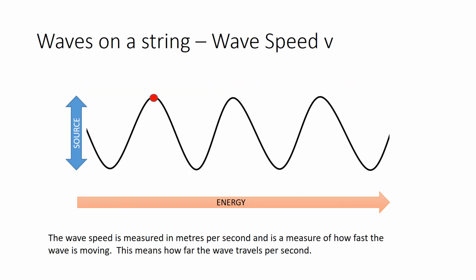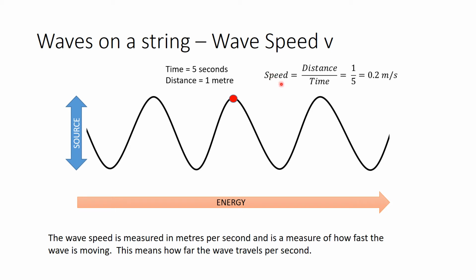Now, wave speed. So the wave speed is measured in meters per second, as is all speed in physics, and is a measure of how fast the wave is moving. So that means how far the wave travels per second. So let's watch our wave travelling that far. Okay. Now that took 5 seconds. And if we assumed that the distance was 1 metre, then we would use the normal speed equals distance divided by time equation here, and we would see that 1 metre taking 5 seconds means that the wave speed was 0.2 metres per second.